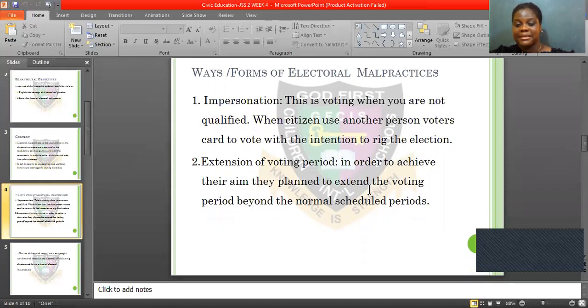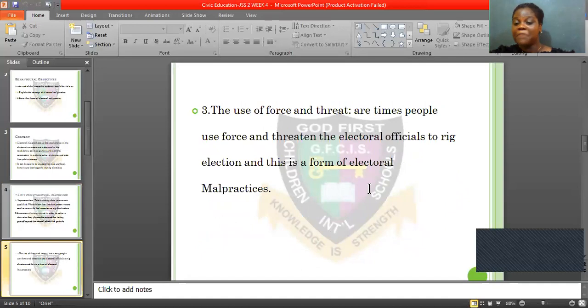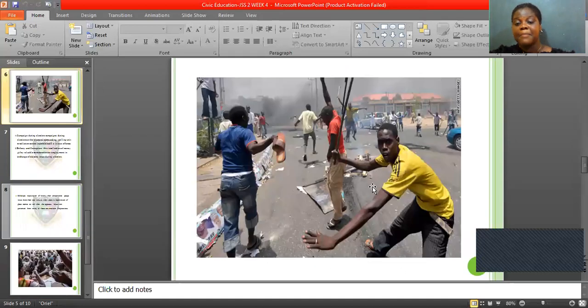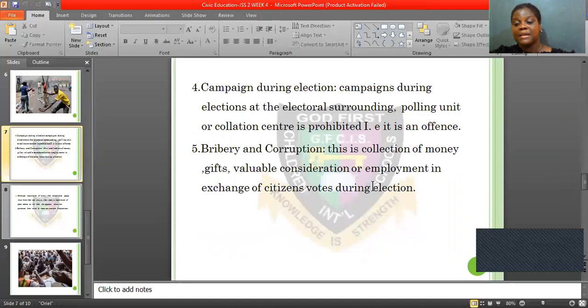This is a high rate of electoral malpractice. Then, when you use force or threats on the officials, when you threaten the electoral officials to rig the election, it is another form of electoral malpractice. Another example is when you campaign during election, it is prohibited, it is unacceptable, it is electoral malpractice, and it is an offence in the electoral process.